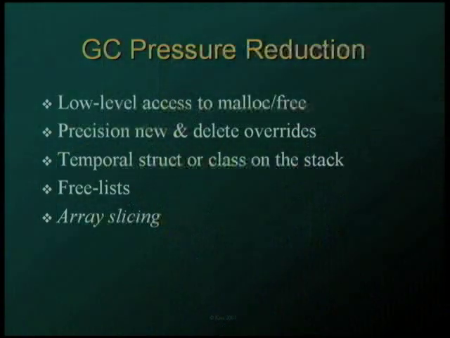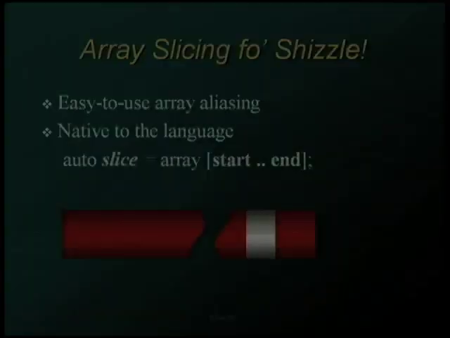There are a number of different ways that you can reduce the pressure on the GC, and you're familiar with a few of them at the top there. Of course, C++ does all of these. You can emulate some of them in other languages too, like Java, for example. In that particular one, I've rarely seen it used. However, array slicing is what this is all about. And array slicing is where D adds a little bit on top, just a bit of icing on the cake, which I think is great.